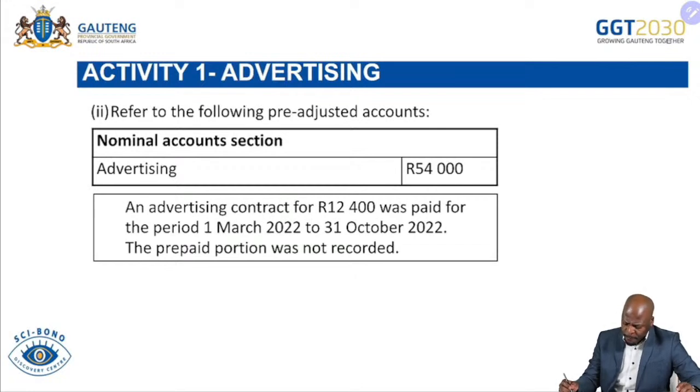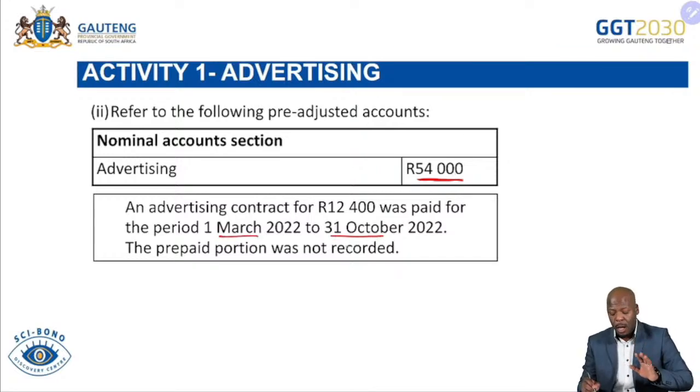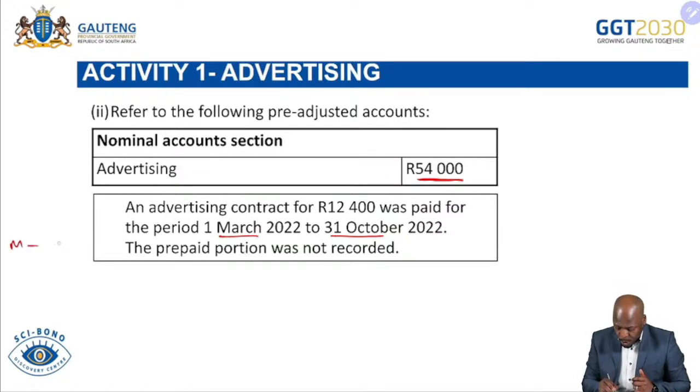It says, refer to the following pre-adjusted accounts. Then we have advertising, which is 54,000. And then it says, advertising contract of 12,400 was paid for the period 1 March 2022 to 31 October 2022. The prepaid portion was not recorded. Okay, so we are given the period 1 March to 31 October. You must use your fingers in this particular case, or you can write the timeline.